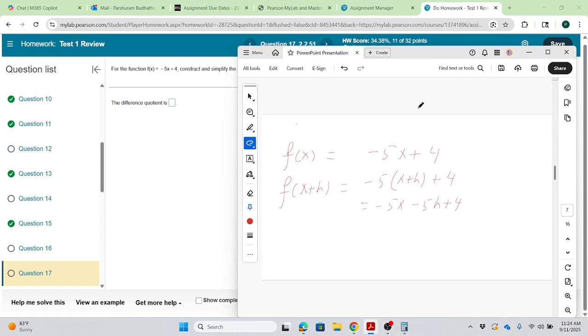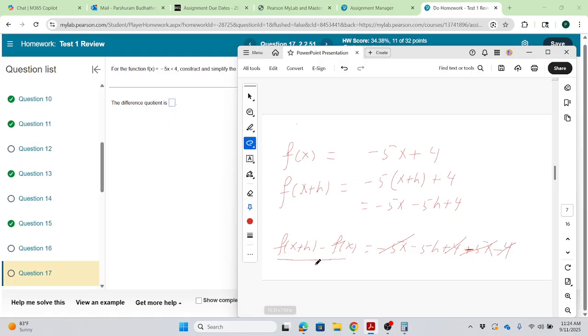Now we need to find the difference between them. So what is the value of f of x plus h minus f of x? You copy this, negative 5x minus 5h plus 4, minus this one. When you take the minus, make sure you apply the sign rule. So negative times negative would be positive 5x, and negative times positive would be negative 4. I skipped one step here, just follow the sign rule and then do the simplification. This positive 5x and this negative 4 and positive 4 will cancel out. So this difference is only negative 5h.